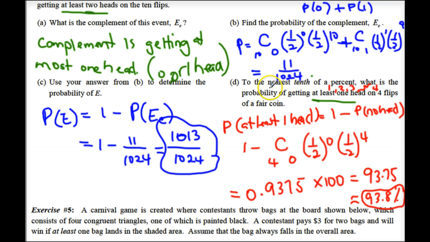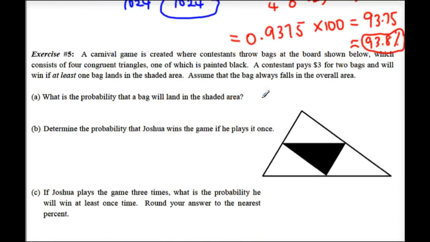Just be careful with the rounding. Now going to exercise 5, it's a little cool carnival game. A carnival game is created where contestants throw bags at a board shown below, which consists of 4 congruent triangles, one of which is painted black.